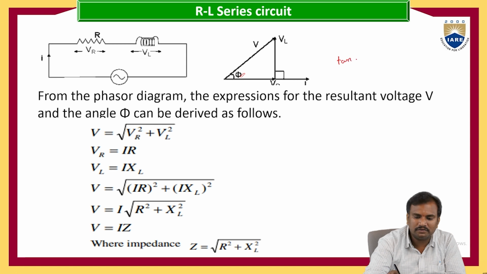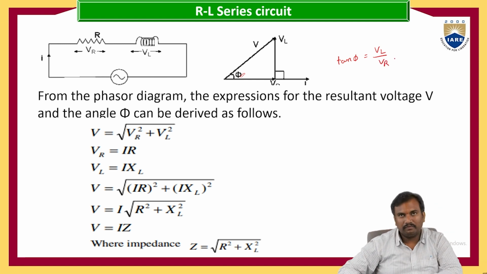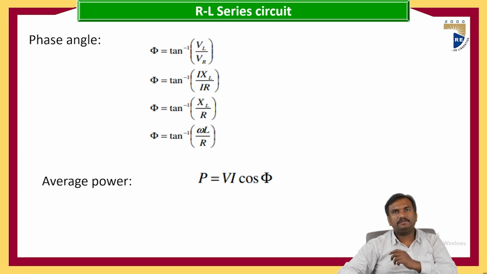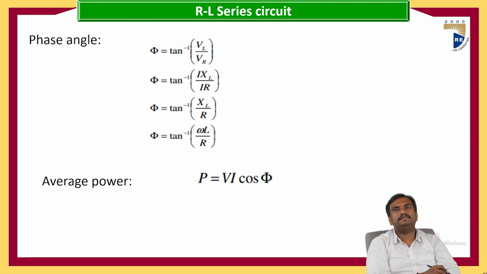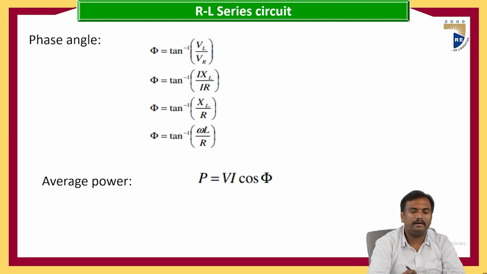phi is equal to VL by VR. So from this, phi is equal to tan inverse of VL by VR, where VL can be written as I into XL, and VR as I into R. Here the current I is the same in both because they are connected in series. So XL by R, that is equal to tan inverse of omega L by R.